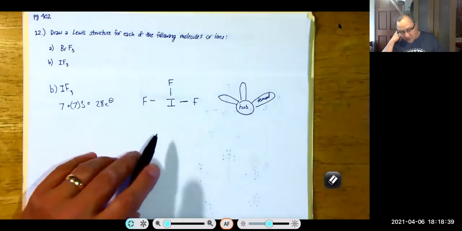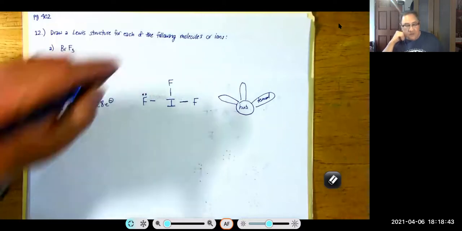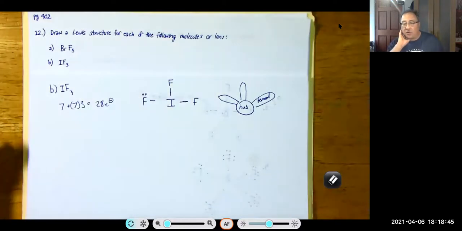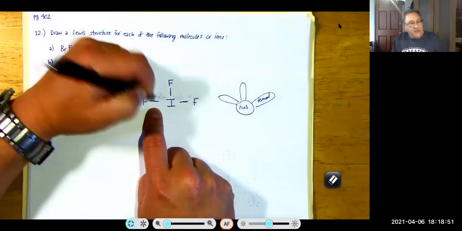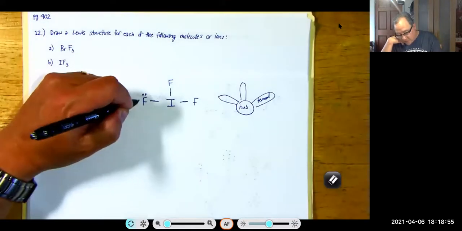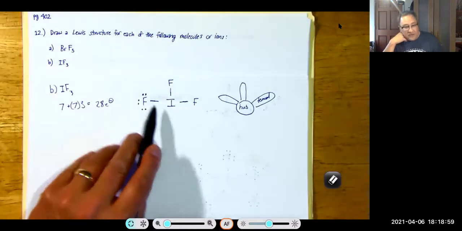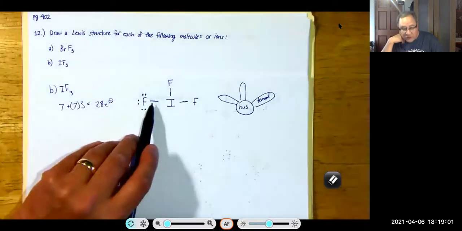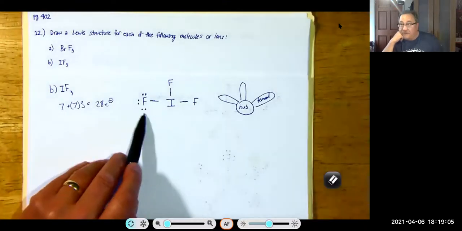So you put lone pairs. That's a pair, and the reason they're called a lone pair is because they're on one lonely atom. They're not between two atoms like these are. They're on one lonely atom, lone pair. So you put lone pairs on the terminals and you put as many as you need so that you get 8 total. That includes the bonding pair. So 2, 4, 6, 8. Are you good?